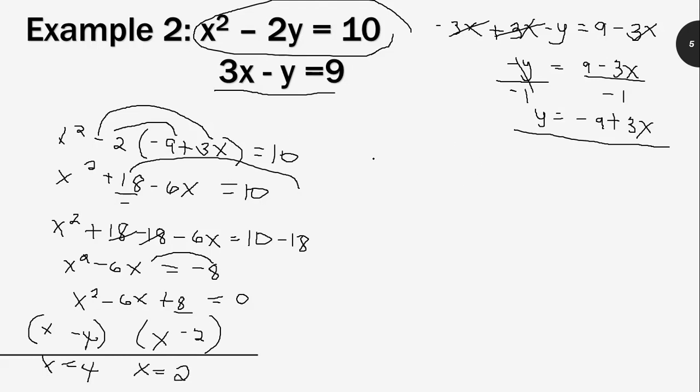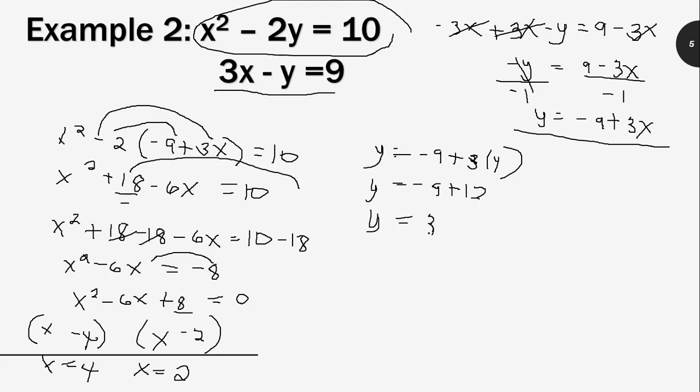Okay po, so we have to substitute the value of x to get the value of y. Negative 9 plus 3. The first value of our x is 4. Y is equal to negative 9 plus 3 times 4. 3 times 4 is 12. Y is equal to negative 9 plus 12. We have positive 3.